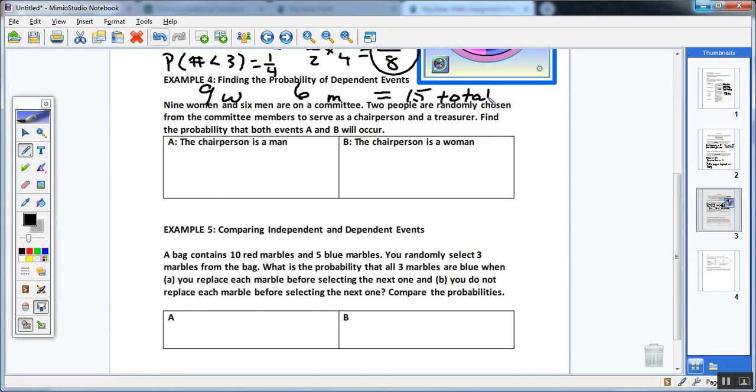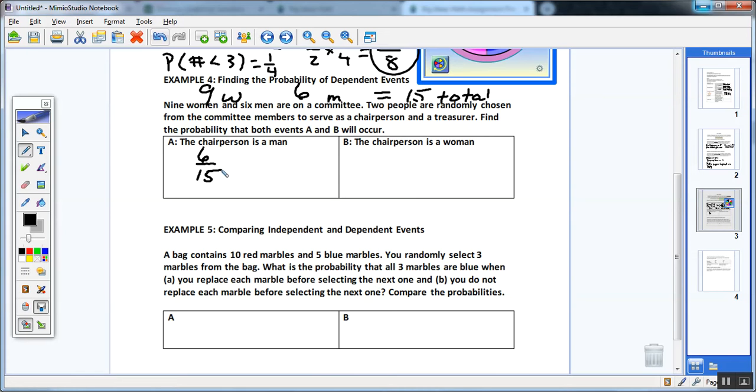Well, event A here, kids, says the first thing that we're going to choose is a chairperson to be a what, kids? What's the probability, given all the people that are up there, the first thing that we do is choose a man? Yeah, 6 out of 15. 6 out of 15, right? But event B then says the next chairperson is now a woman.